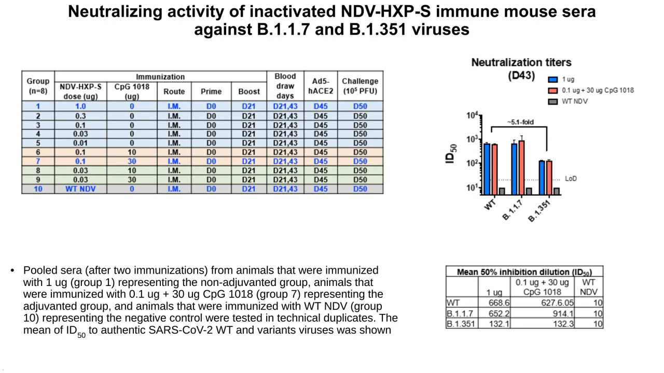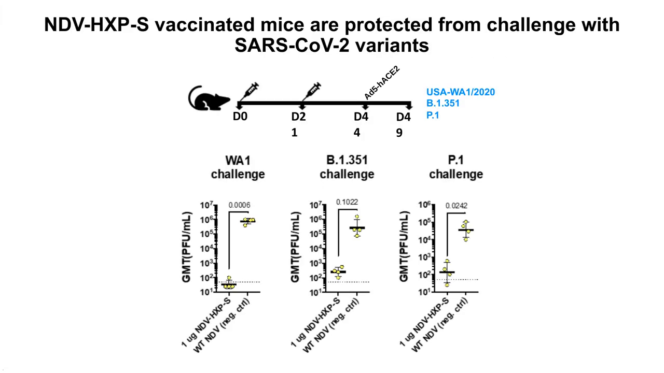With respect to the beta, B.1.351, there is some drop. This has happened also with the other vaccines that are in the market, but this drop is not enough to remove neutralizing capability. So these immunized animals are still protected against variants, and then when we challenge these animals with either the beta variant, which is the one that shows more of a drop in neutralizing antibodies, or also with the alpha variant, the gamma variant P1, then we see also a nice reduction of titers in the lungs of these mice.